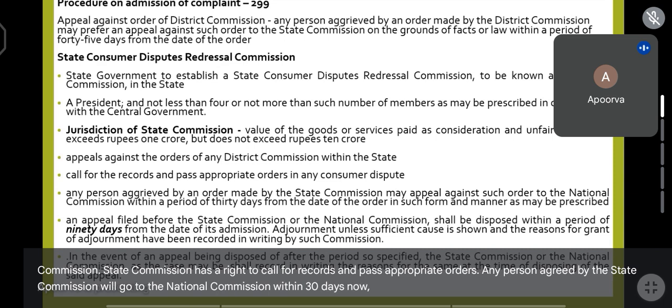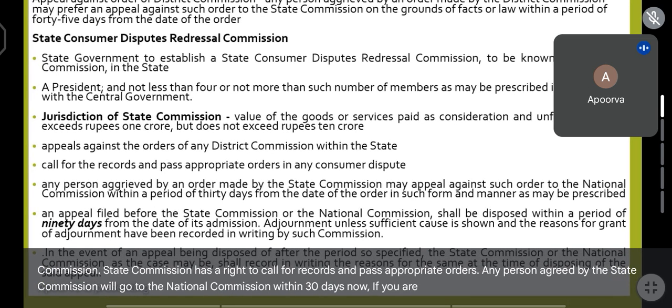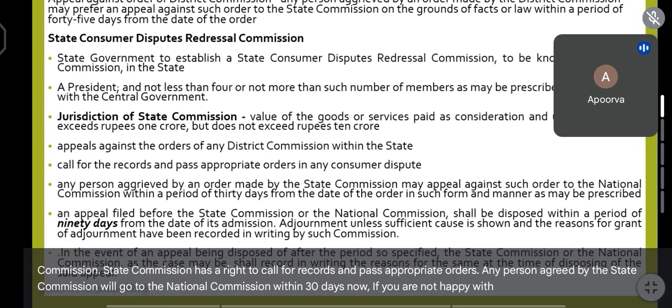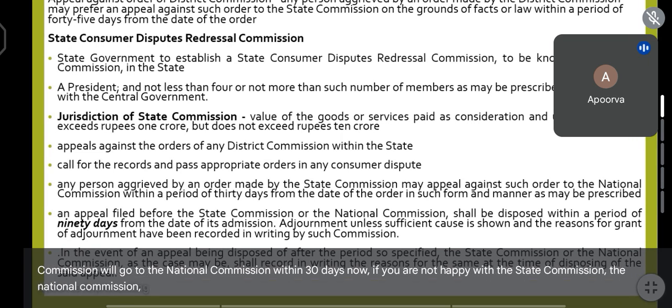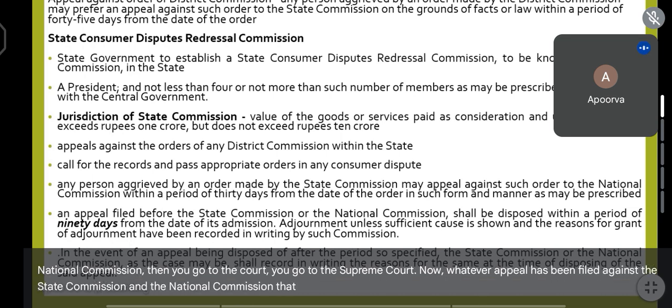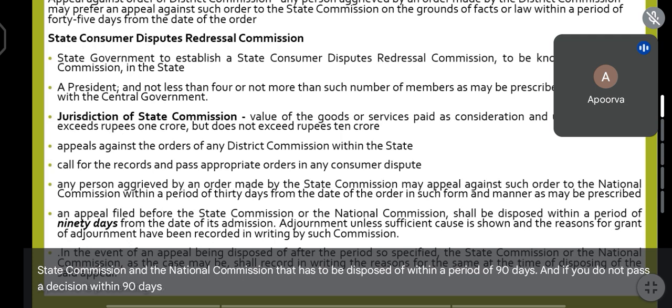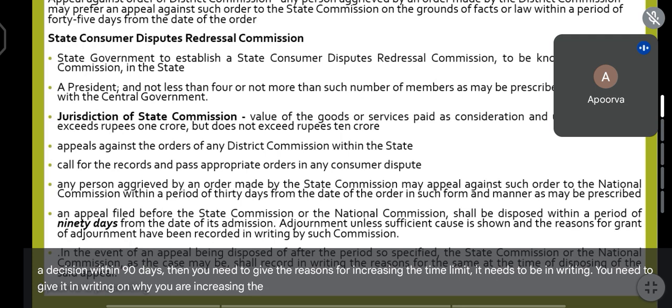If you are not happy with the national commission, then you go to the Supreme Court. Whatever appeal has been filed against the state commission and the national commission has to be disposed of within a period of 90 days. If a decision is not passed within 90 days, then you need to give the reasons for increasing the time limit. It needs to be in writing.